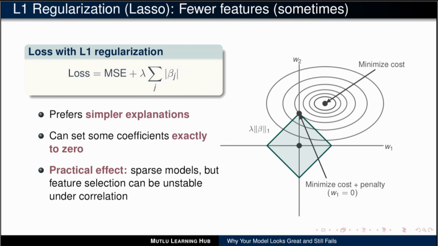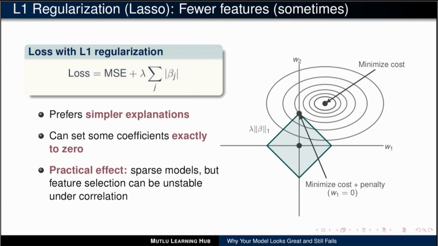With L1, the constraint has corners, and those corners matter because the easiest place for the solution to land is often right on an axis. And landing on an axis means one of the weights becomes exactly zero. So this is where sparsity comes from. Lasso can actually remove features, not by manually dropping them, but because the optimization naturally pushes some of the coefficients to zero. But here is the trade-off.